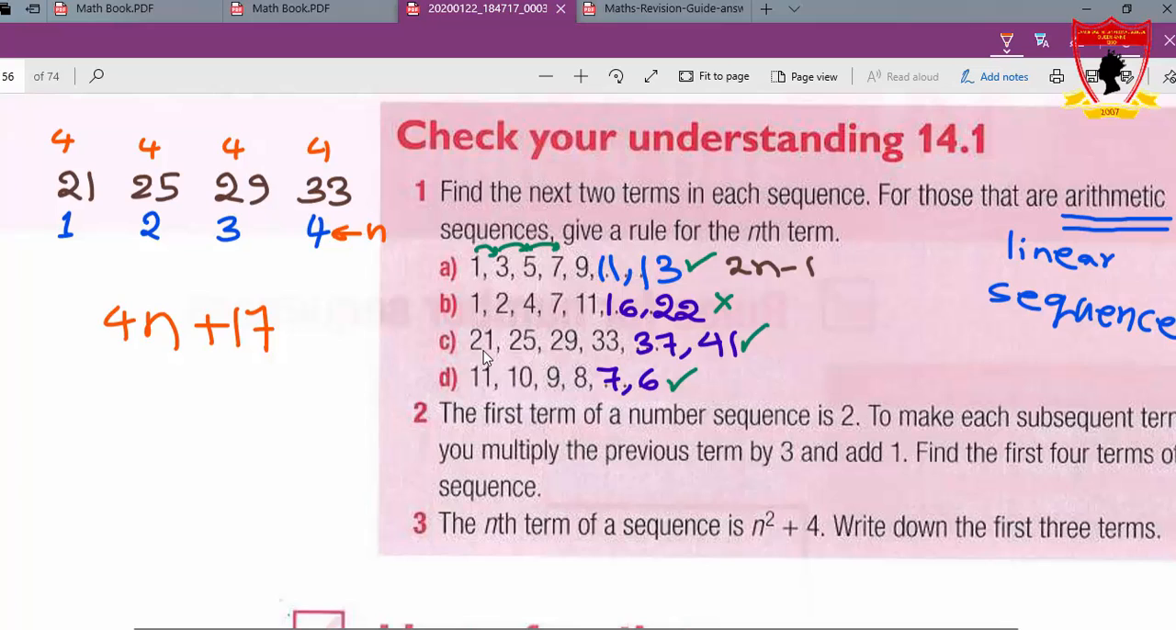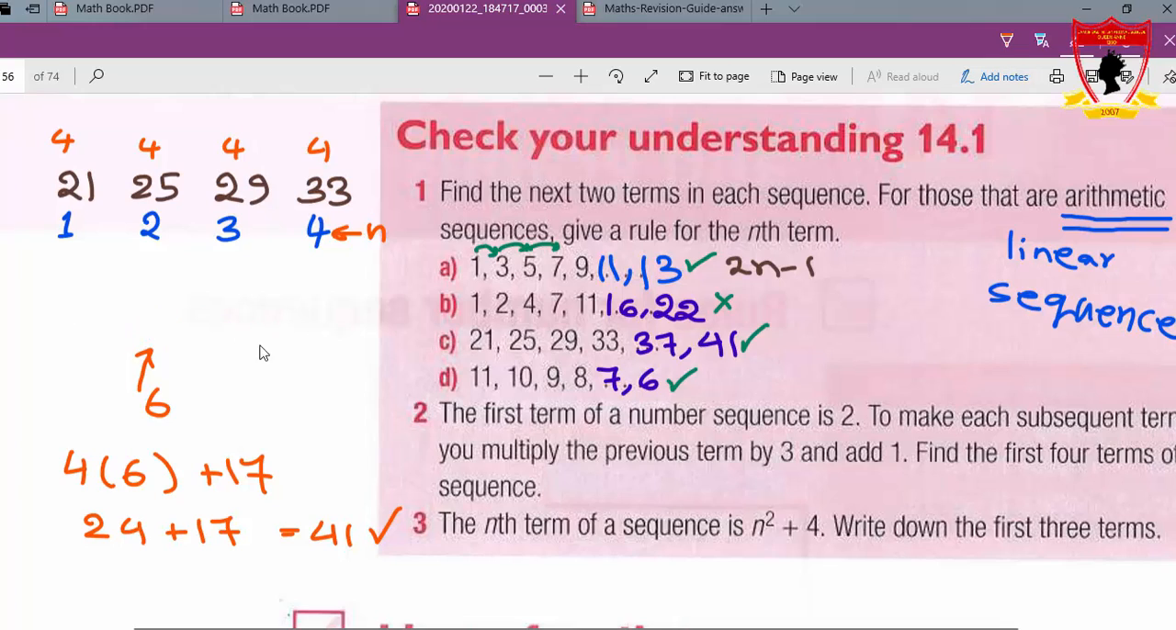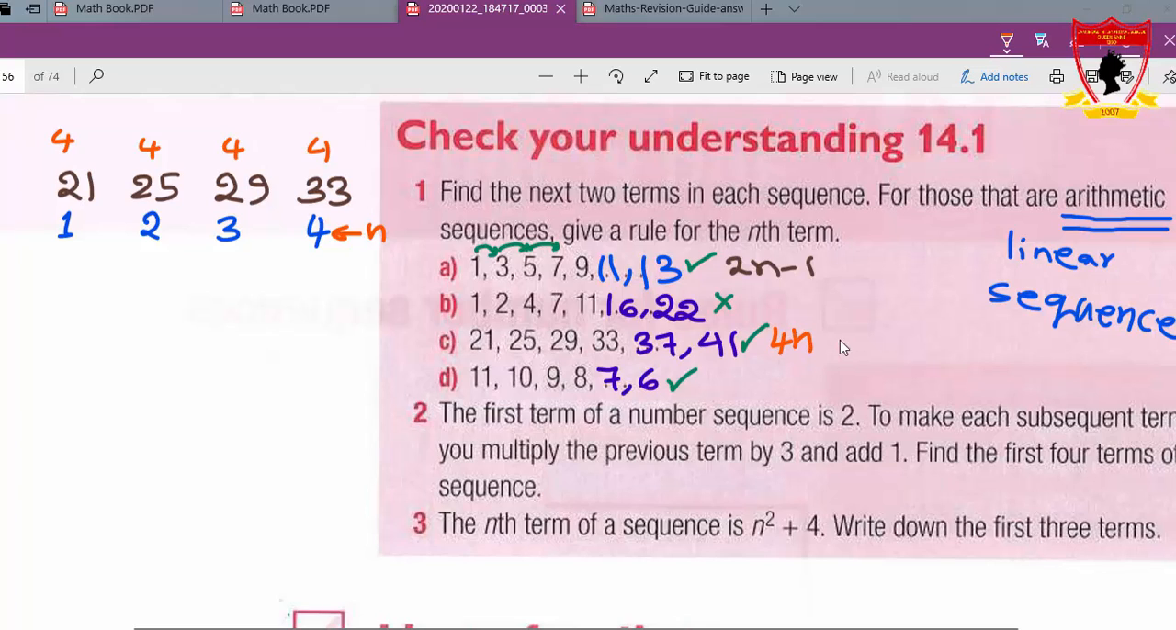Now, we numbered this 1 and this one 2, 3, 4, 5, 6. 41 is the sixth term. Now, if we put 6 in place of this n, we must get 41. Will we? Let's check. 4 times 6 plus 17. 4 times 6 is equal to 24. 24 plus 17 is equal to 41. This is correct. That's how you check your nth term. Now, the nth term was 4n plus 17 here. 4n plus 17 is the nth term for sequence C.